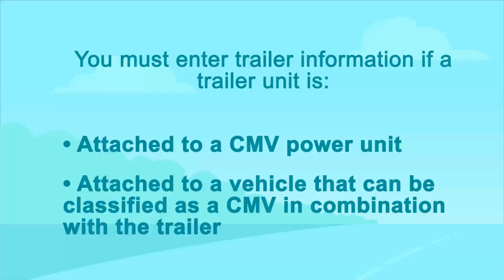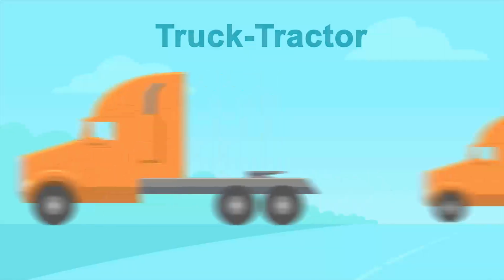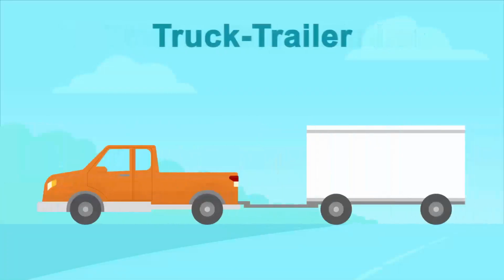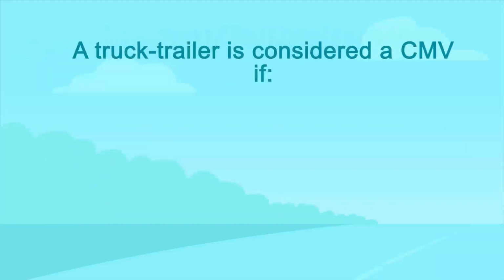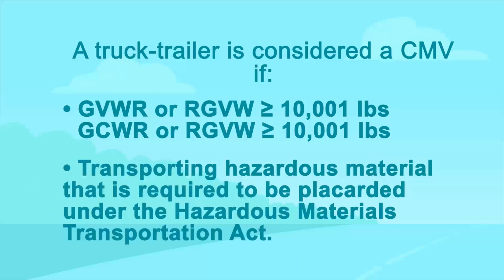Examples of CMV vehicle types that typically have trailers attached are truck trailer, truck tractor, tractor semi-trailer, tractor double trailer, or tractor triple trailer. A truck-trailer combination is primarily a single-unit truck with one or more attached trailers. A truck trailer is considered a CMV if the gross vehicle weight rating or registered gross vehicle weight is 10,001 pounds or more, or any combination of vehicles where the gross combined weight rating or the total RGVW of the combination is 10,001 pounds or more, or it is transporting hazardous material that is required to be placarded under the Hazardous Materials Transportation Act.